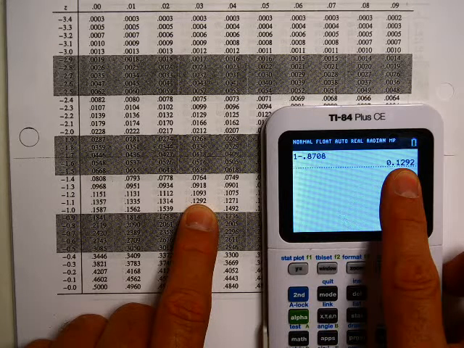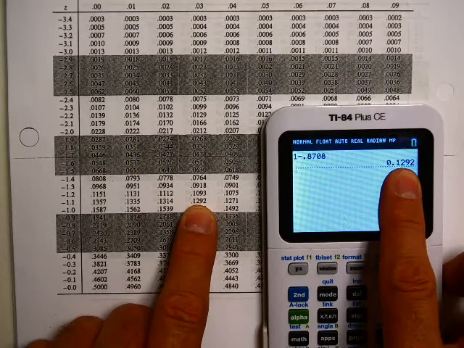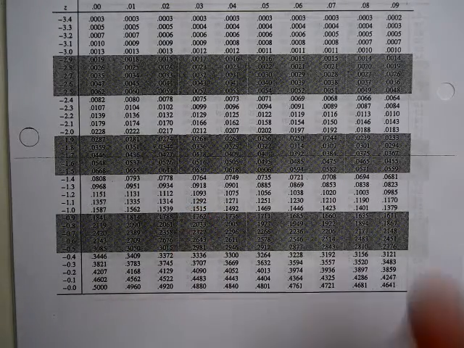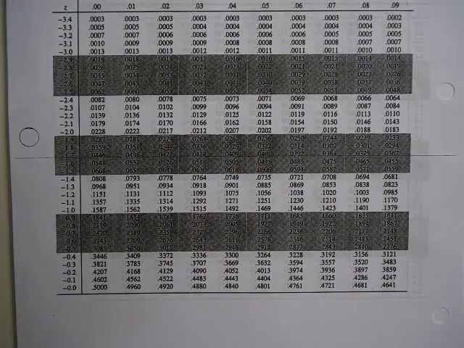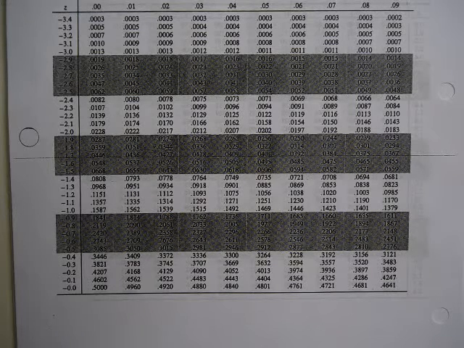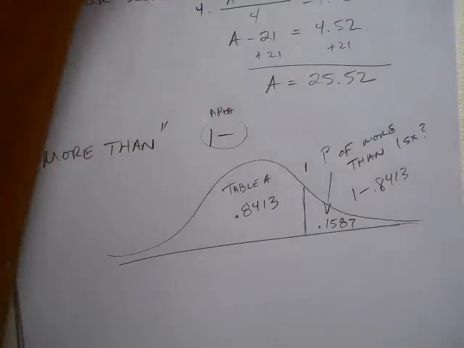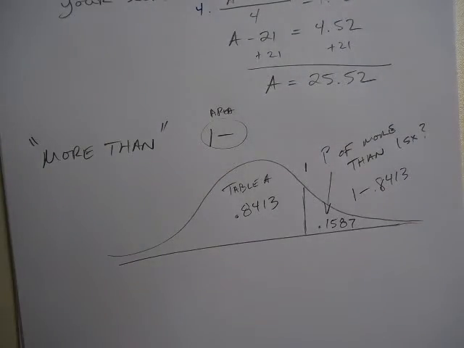Does that make sense? Yeah, the area below negative 1.13 is the same as the area above positive 1.13. So if you're careful, you can use the table and just flip the sign to get that other side, that "more than" value. Okay. All right. Moving on.